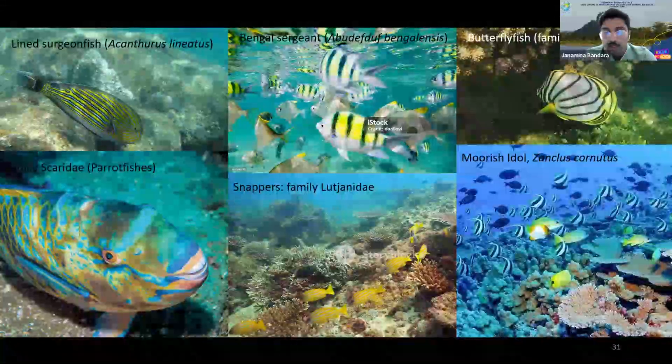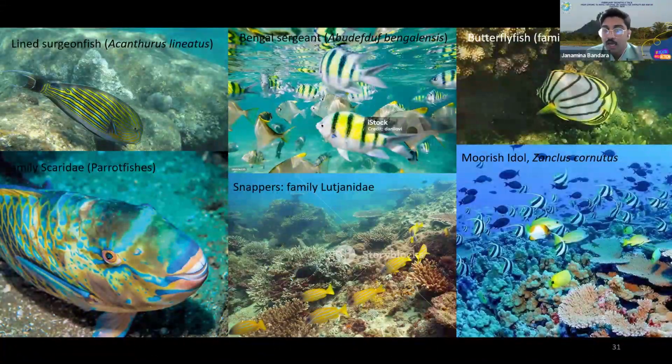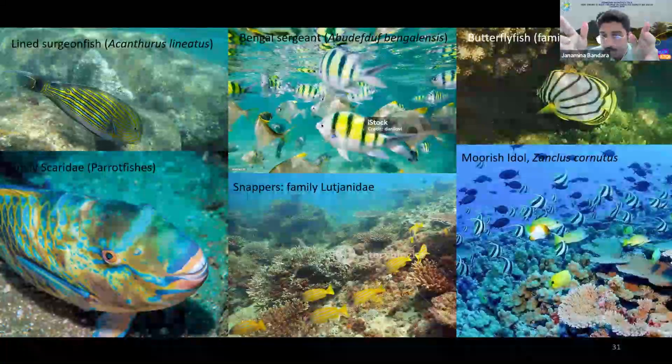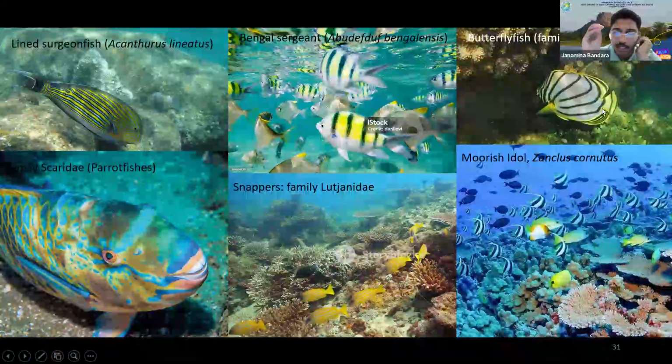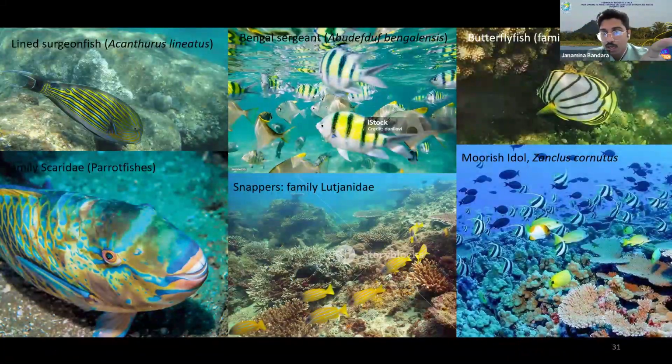And again, there's the group called the snappers, very common in Sri Lankan waters, and Lutjanidae is the family of these snappers. And again, you can see they are also very colorful. And there's again a group called the butterflyfishes, which has different species, but I just chose a few to show you how the body shapes and the color patterns vary. And these are only the groups. Actually, there are a number of species in this reef ecosystem.